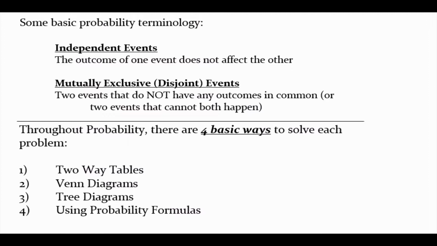Okay, so mutually exclusive. Two events that do not have any outcomes in common, or two events that cannot both happen at the same time. They can't both happen. So like I told you, an event would be the class you have during first period. I can't have an elective and an English class at the same time, right? You can only have one or the other. They can't both be your first period, right?